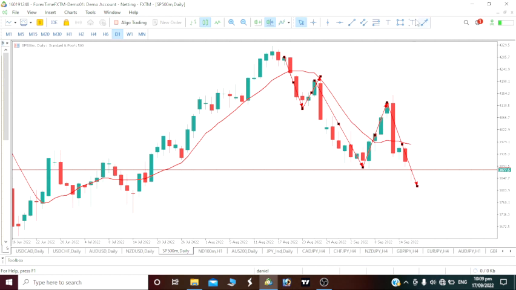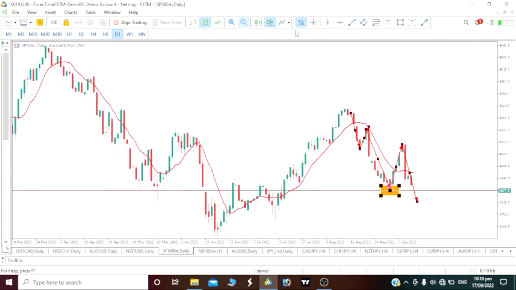So basically, we've just broken below this previous lower lows on the daily time frame. This was the previous lower lows on the daily time frame where we had this pullback area, and now price has dropped and it has actually broken below it. So we still want to go bearish again.